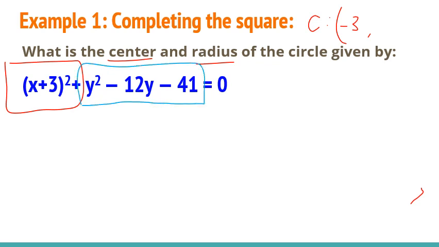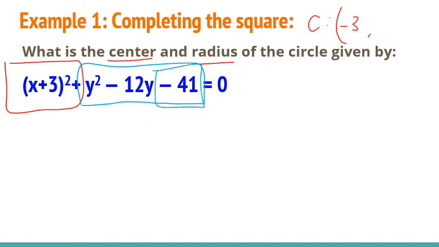You'll notice here we're given a number right here. If you can catch on to this, you might notice that this does not factor. There are no two numbers that multiply to 41 and add to negative 12. So here's what we want to do. We want to complete the square, but what you might find easiest is let's get this out of the way.